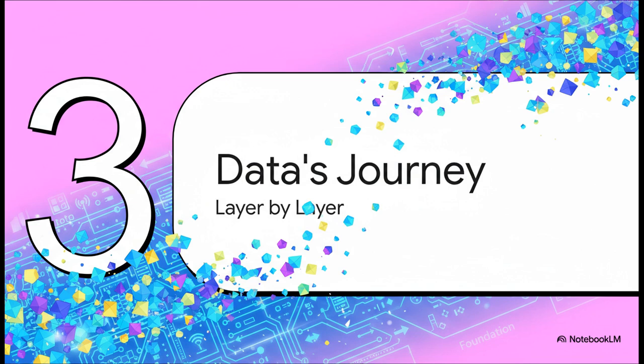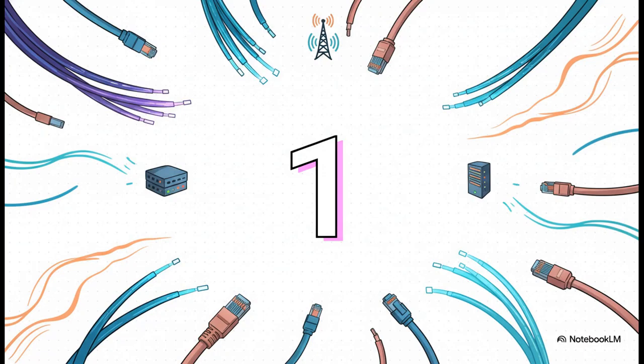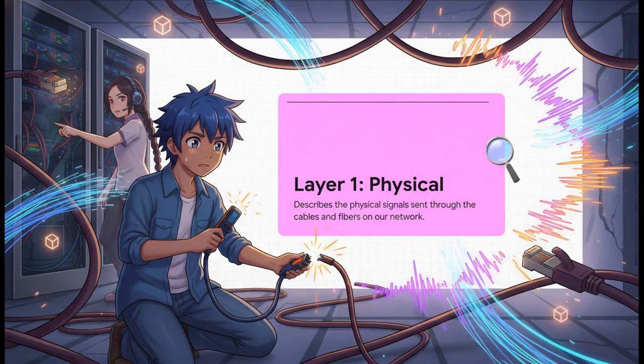We're going to follow a single piece of data on its journey through this blueprint, and we're starting right at the foundation. First up, the absolute foundation of everything, layer 1. This is the physical layer, and it is exactly what it sounds like. We're talking about anything you can physically touch. The Ethernet cables plugged into your computer, the fiber optic lines buried underground, even the radio waves your Wi-Fi uses. This layer's only job is to turn digital bits into electrical signals, pulses of light, or radio waves, and just send them. That's why if a tech ever tells you there's a layer 1 problem, what they're really saying is, hey, go check if the cable is unplugged.